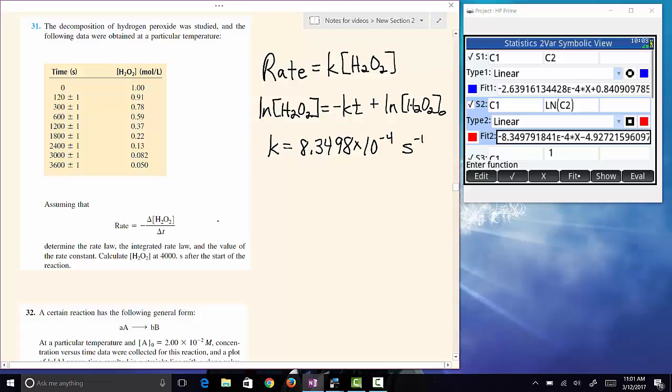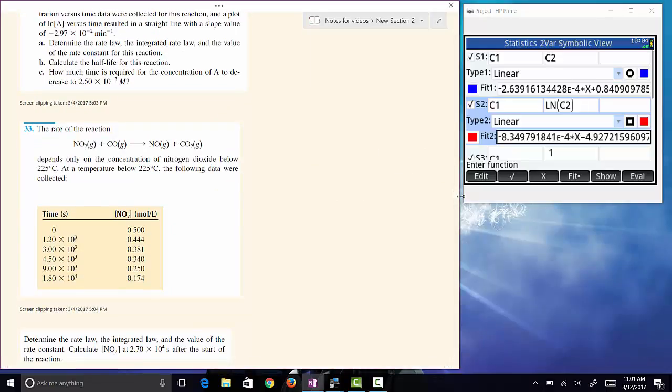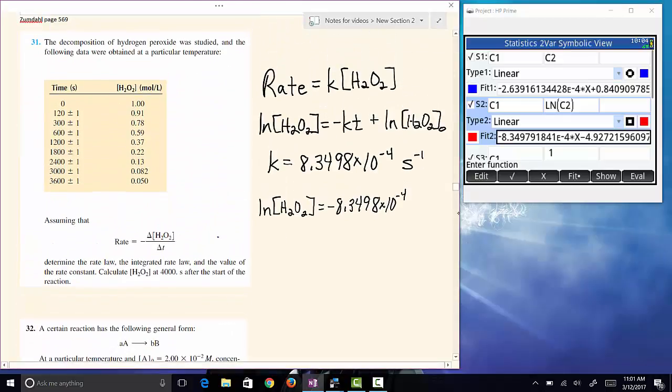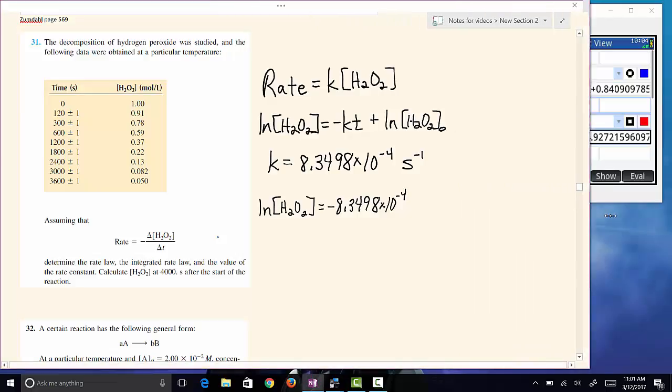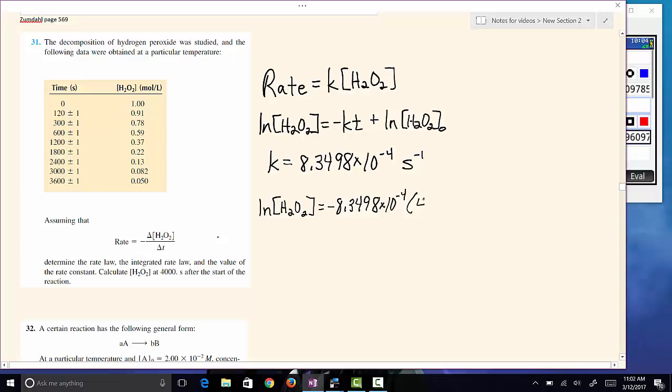And then the next thing, it says calculate the concentration at 4,000 seconds after the start of the reaction. So now I'm just going to plug in my numbers. The natural log of the H2O2, that's what I'm trying to find, so minus 8.3498 times 10 to the minus 4 times my time, 4,000, and then plus the natural log of the initial concentration. I go to my data, and at time 0 my concentration is 1.